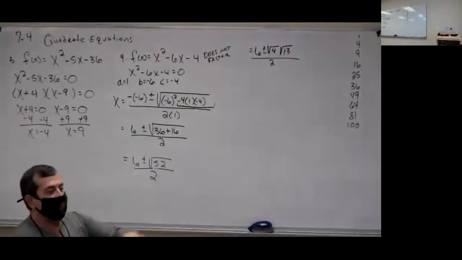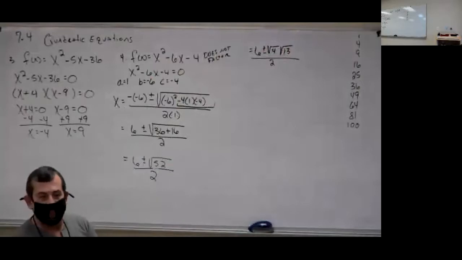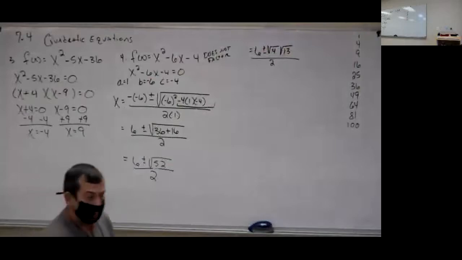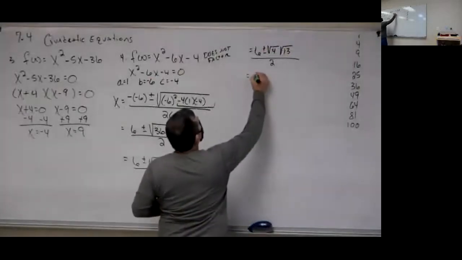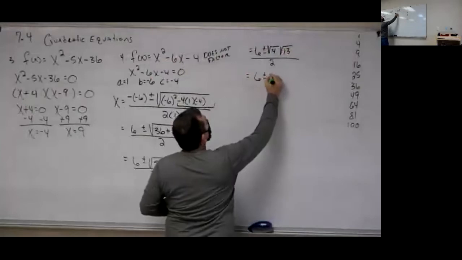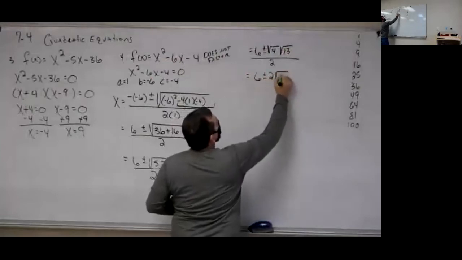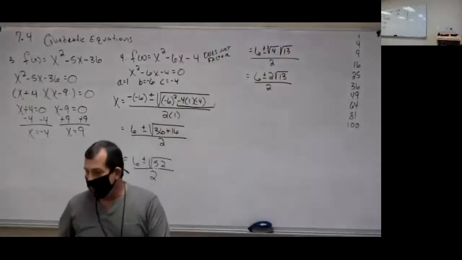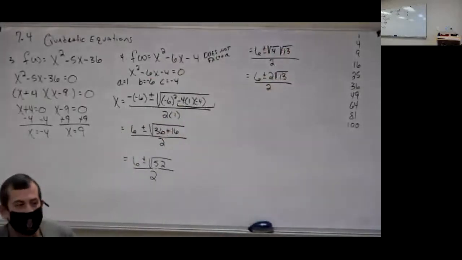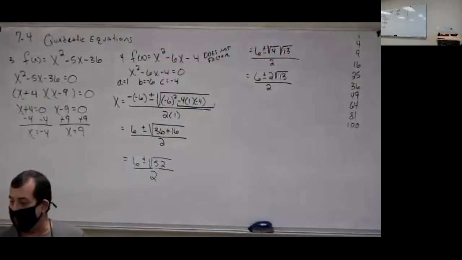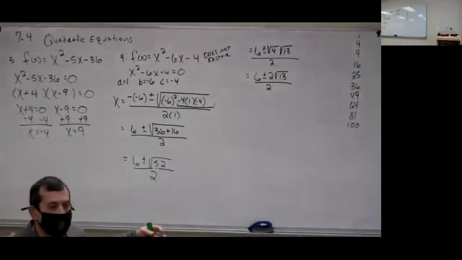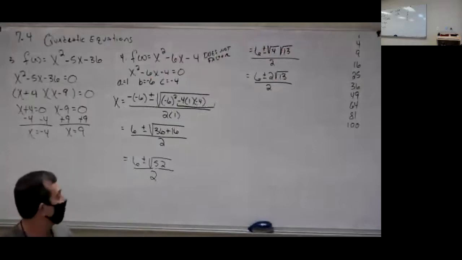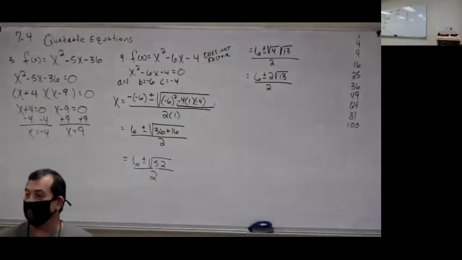Well, the reason I pulled that 4 out, can I do anything with that square root of 4? Yeah, what is the square root of 4? So this will now give me 6 plus or minus 2 square root of 13 all over 2. You with me? So that's the main thing you got to look for on those radicals. Now, if it's a prime number, you're not going to be able to do nothing to it, so you just move on. Okay? Like that 13, it's not going any further, is it?